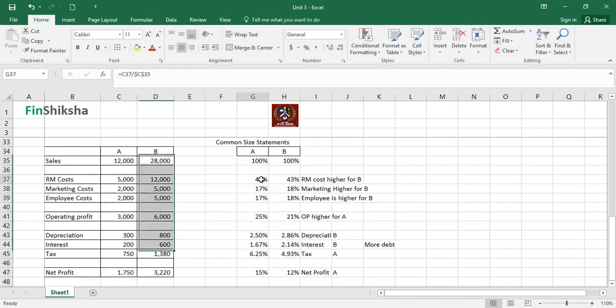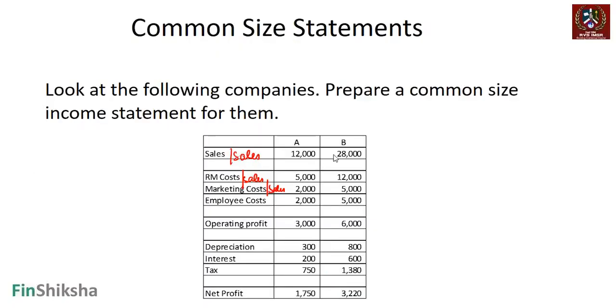You can now say that raw material cost is higher for company B. You can say that that's higher by about 1.2%. Marketing cost is higher by 1.2%. Employee cost is higher by 1.2% essentially, right? So you could say that these costs are higher and the company is ending up spending more on these areas. And that is why the common size statement is useful when we are comparing two companies with different sizes. We can say that on our analysis, company A looks more profitable, right?